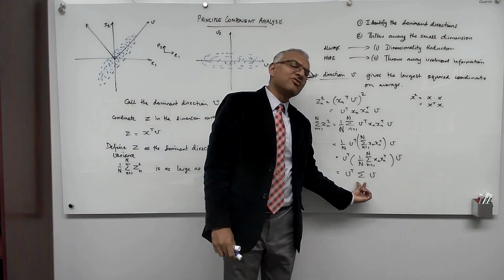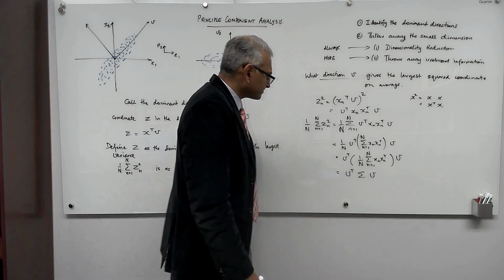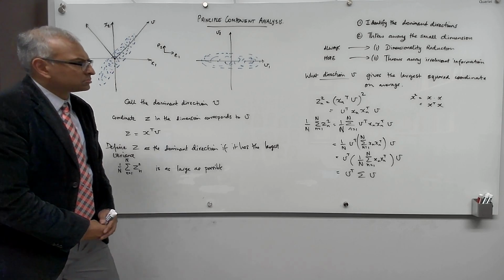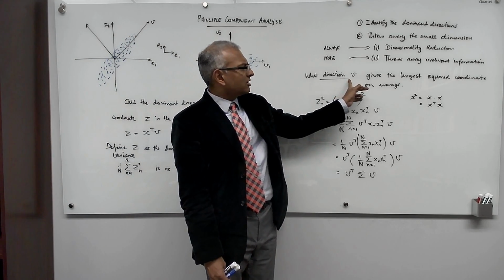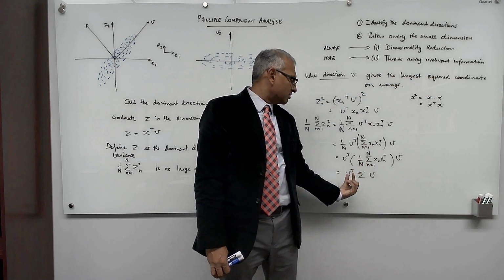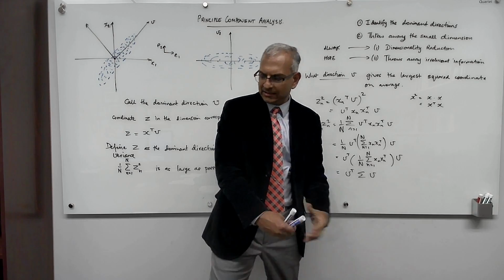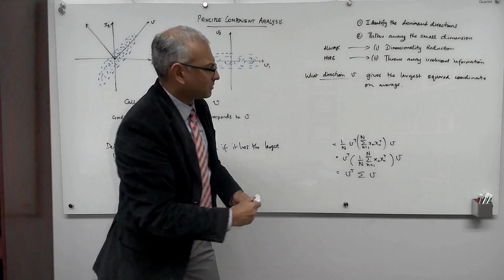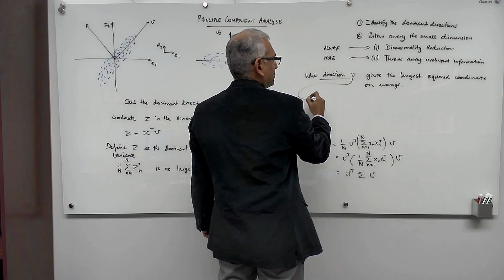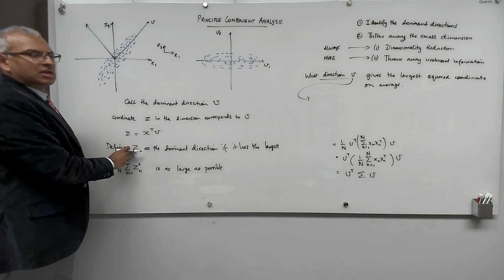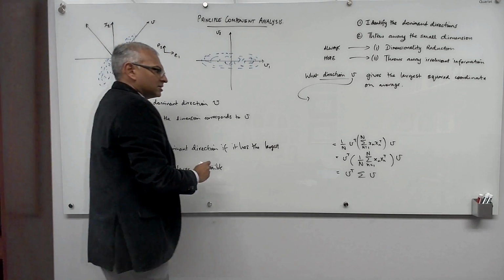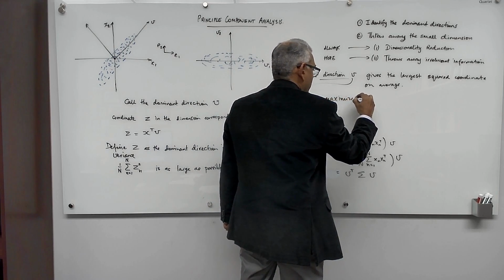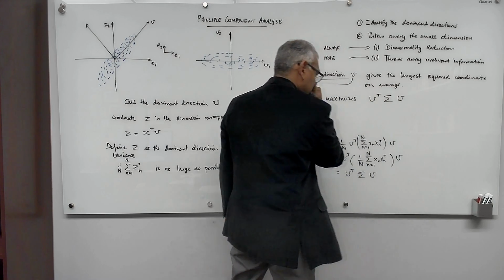This is a positive semi-definite matrix. It's typically just positive definite. So, the direction V that gives the largest squared coordinate on average is the direction V that maximizes this quantity. So we have solved our baby problem. This direction V that gives us the largest squared coordinate on average, the largest spread in that direction, is the direction that maximizes V transpose sigma V.